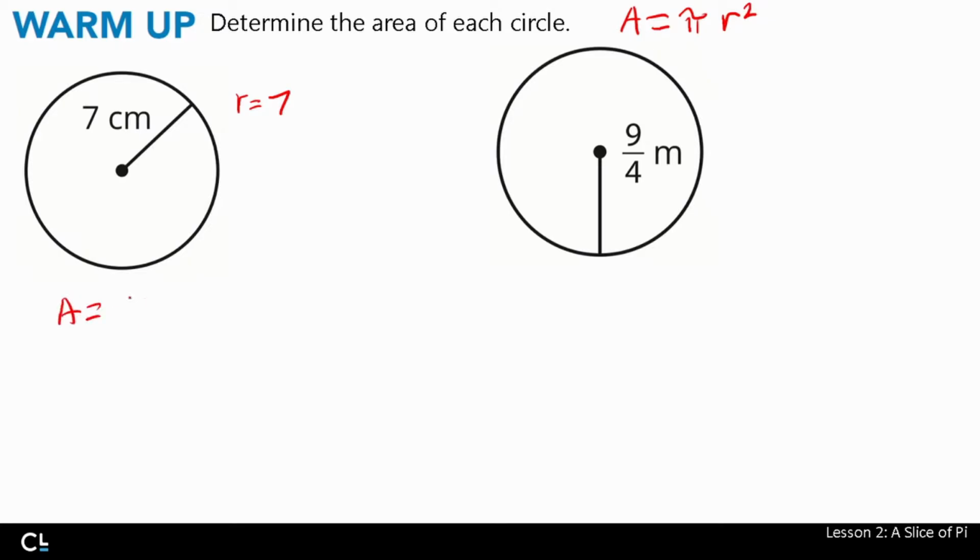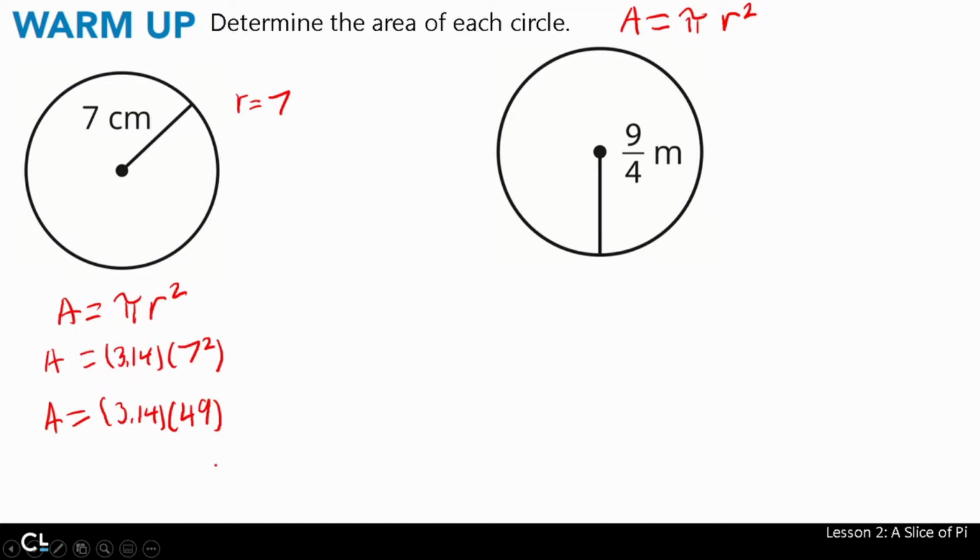So we could write this out. Area A equals pi r squared. We could write A equals 3.14, because that's the number we use for pi, times 7 squared. Then we get A equals 3.14, and what is 7 squared? 7 times 7 gives me 49. And then we just multiply here.